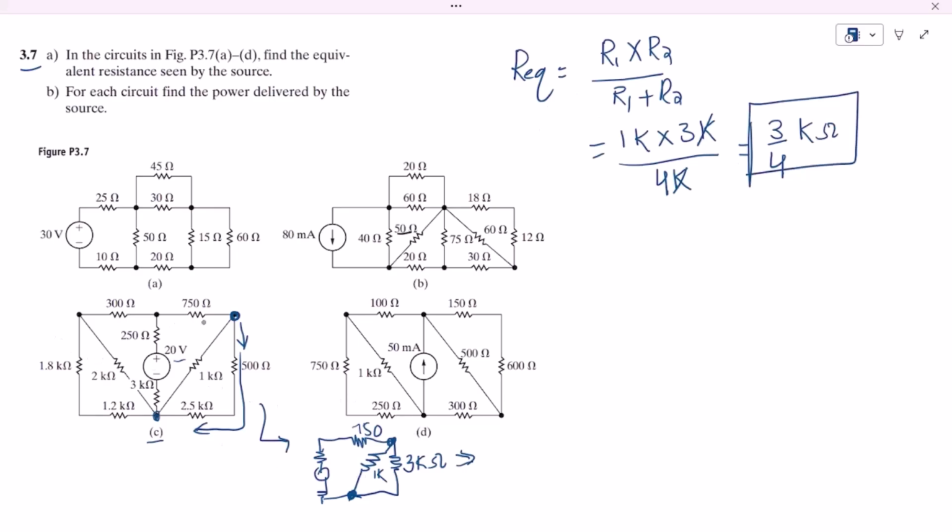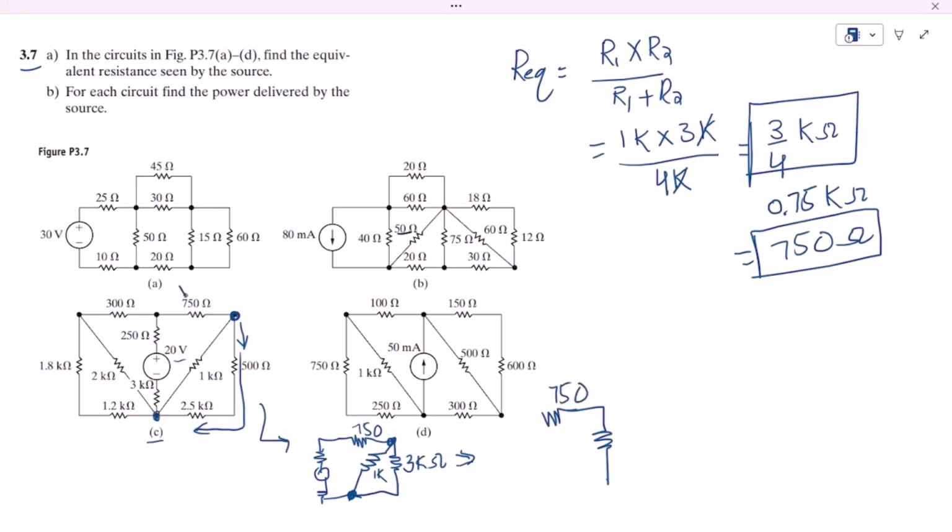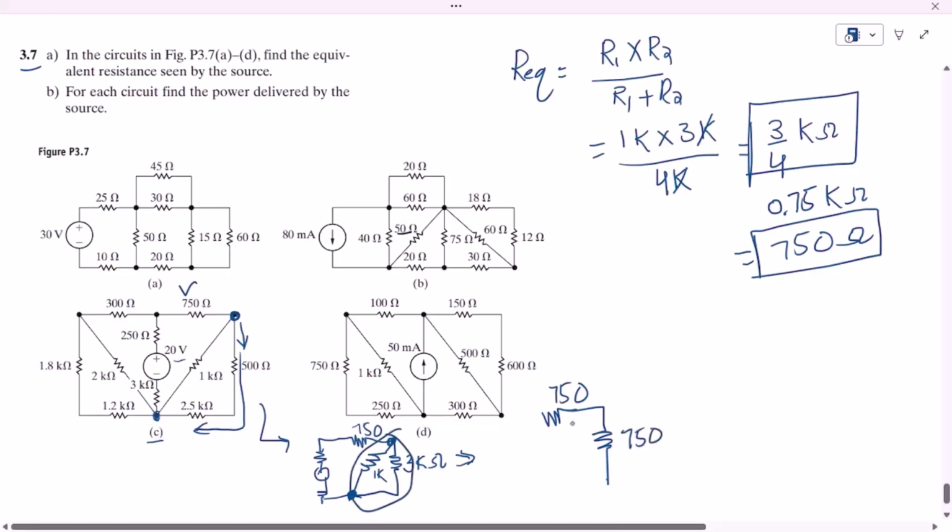Similarly, this end is what you have seen. So 3 by 4 is how much? That is 0.75 kilo ohm, or 750 ohm. So this is now the 750 ohm. Taking it here, this is the equivalent, and the other resistor which is 750 is with it, and this is the R equivalent of all these. So this is again 750.